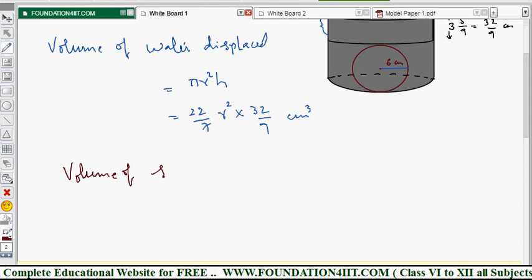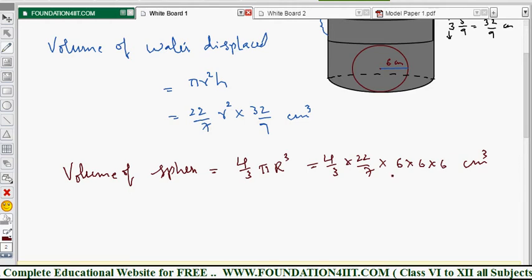Similarly, the volume of the sphere is 4/3 pi r cube. So this radius is different: 4/3, pi value 22/7, and r cube. R is 6 here, so 6 into 6 into 6. This is also in cubic centimeters. Now as per the question, these both are equal, so you can equate these both, then you can find out the r value. Let this be equation 1, this is 2, and 1 equals 2.